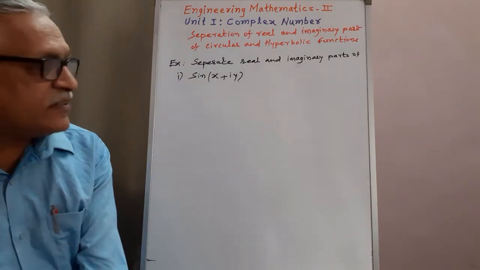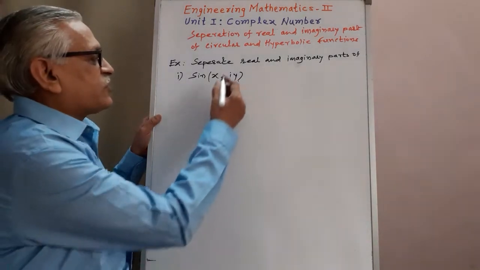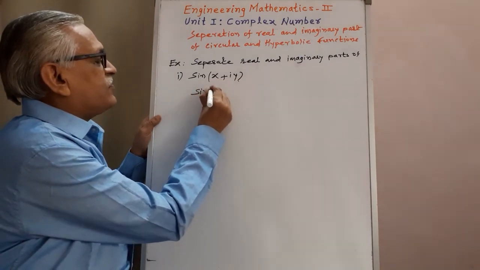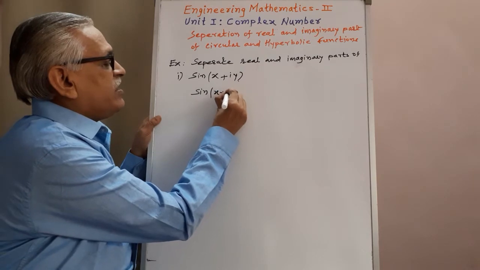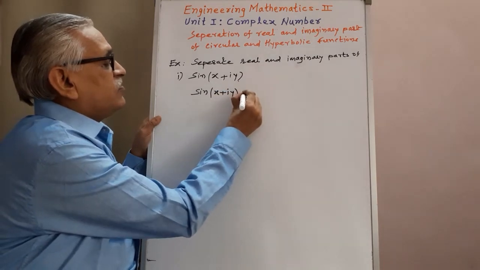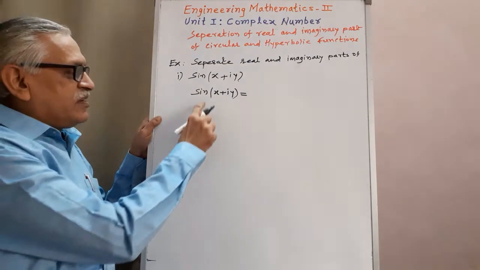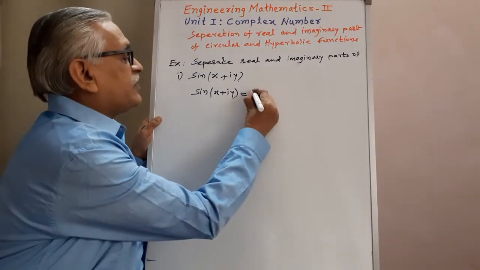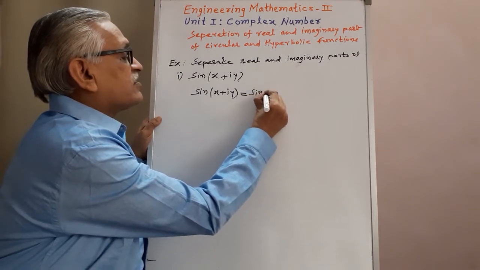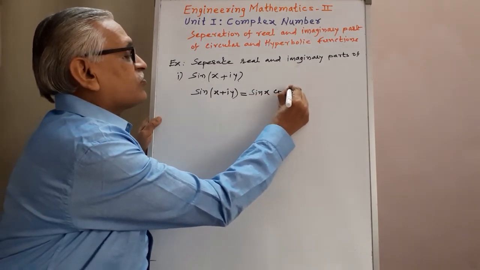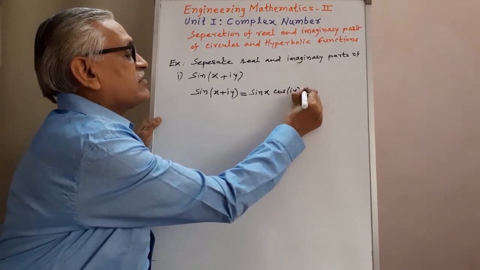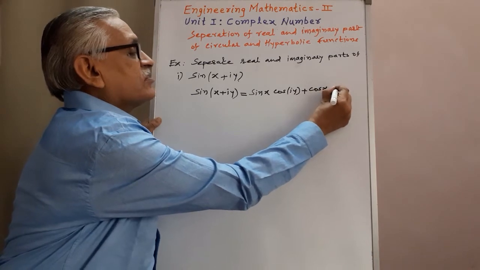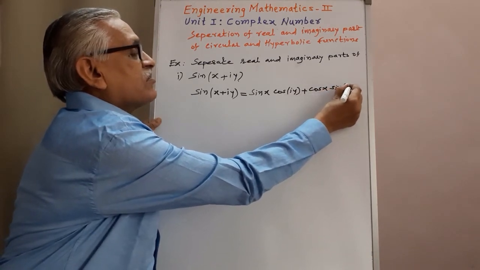Therefore, to separate it into real and imaginary part, we have to expand that function. That given function is sine of x plus iy. We expand it by the formula sine of a plus b. Its expansion is sine a cos b plus cos a sine b, and as per that it is sine x cos of iy plus cos x sine of iy.